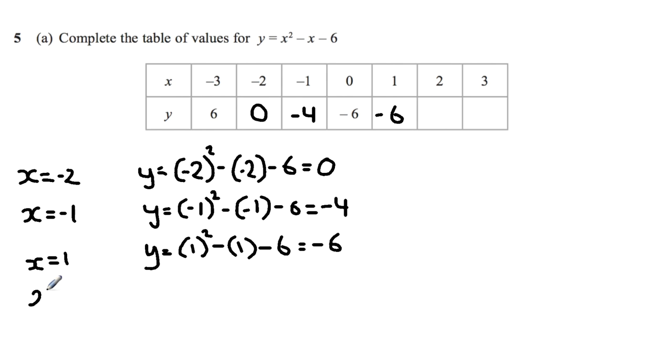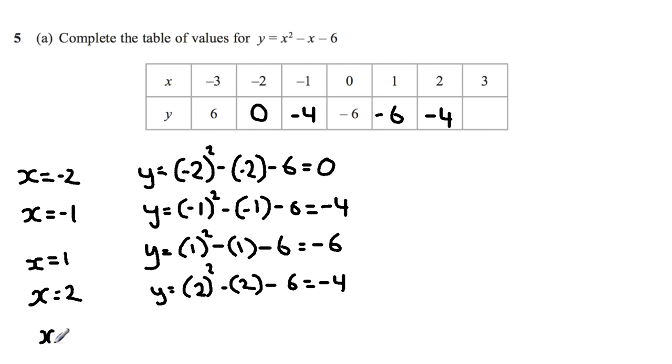When x equals 2, y equals 2 raised to the power of 2 minus 2 minus 6, which equals minus 4. So this is minus 4. And when x equals 3, again substitute into the equation, so we should have 3 raised to the power of 2 minus 3 minus 6, which equals 0.